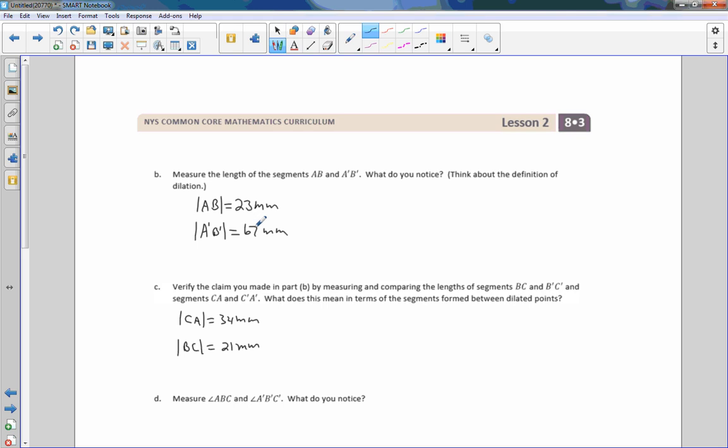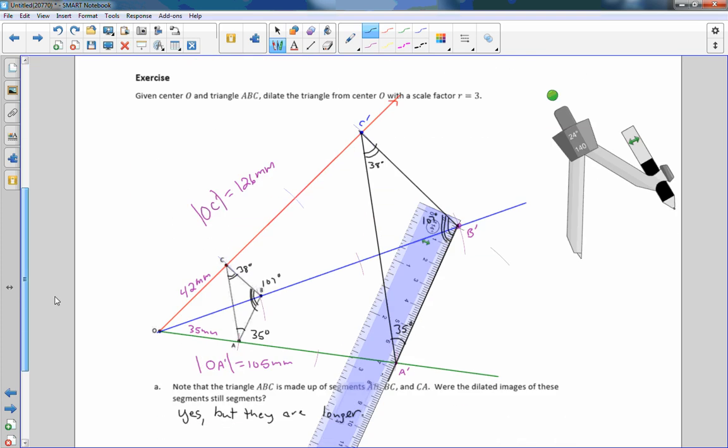Okay, so I'm off just a little bit. If this were 69, 23 times 3 is 69. What do you notice about this? A prime, B prime is equal to 3 times the length of AB. Okay? So it was really close. I'm at 2.9. I'm almost 3 times. Since my calculation wasn't exact with my ruler, I'm off by just a little bit.